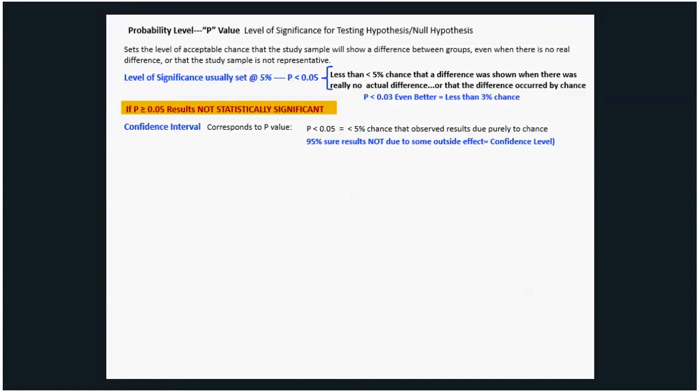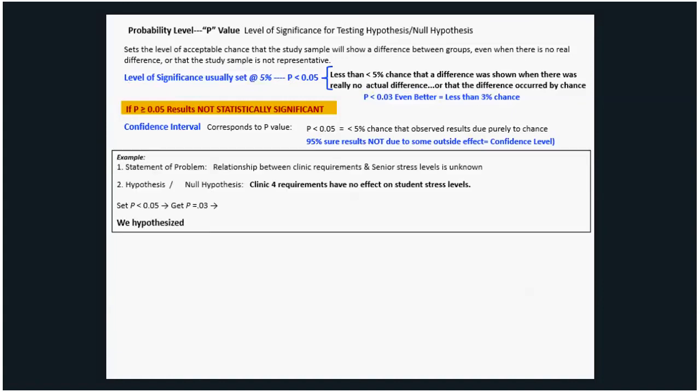In other words, if you've got a p-value that is less than 0.05, that means there's less than a 5% chance that the observed results were due partly to chance, due to something outside of your control. You're also saying at the same time that you're 95% confident that your results were not due to some outside element. That's your confidence level.